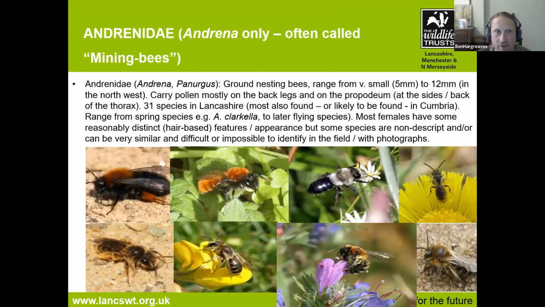Next slide, please, Carl. So the Andrenidae, we only have Andrena, not Panurgus, in our region. Ground nesting bees, they all carry pollen on the back legs and the propodeum, on the rear of the thorax. We've got a large number in Lancashire, and they're likely to be found in Cumbria as well.